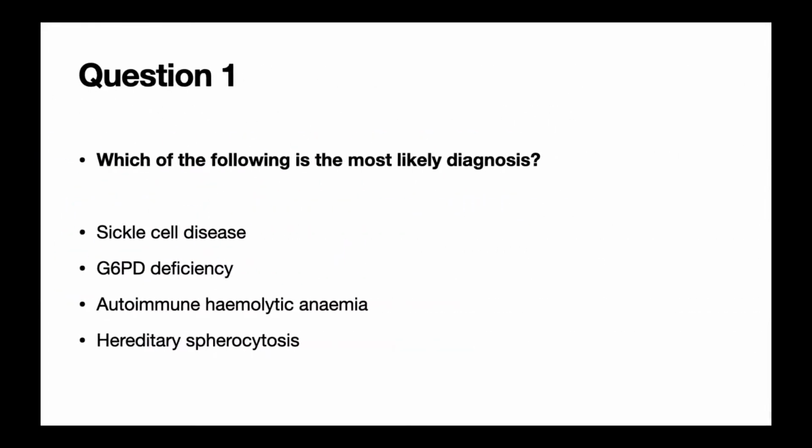Okay, so starting off with a question, which of the following is the most likely diagnosis for this patient? Is it sickle cell disease, G6PD deficiency, autoimmune hemolytic anemia, or hereditary spherocytosis? Feel free to go back to the case and have a reread through it, and I will continue the video.